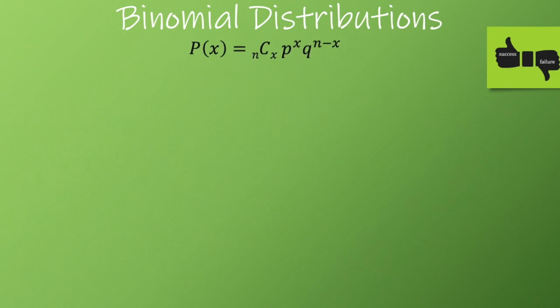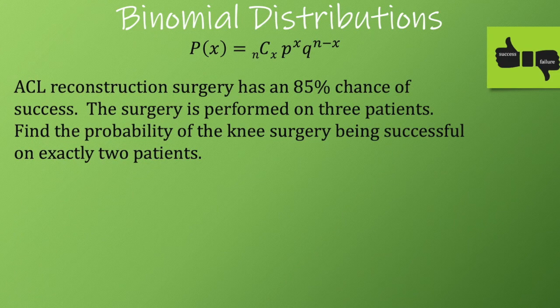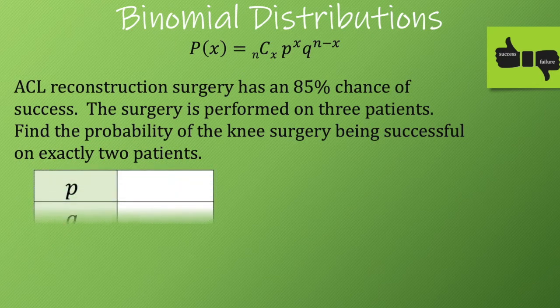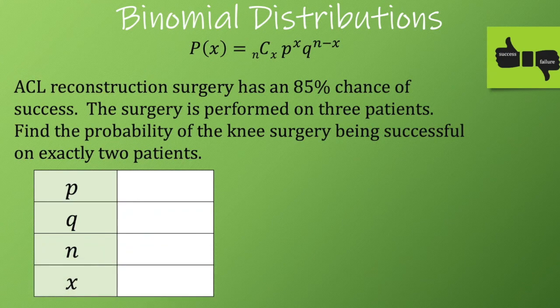So here's our first example. ACL reconstruction surgery has an 85% chance of success. The surgery is performed on 3 patients, and we're going to find the probability of the knee surgery being successful on exactly 2 patients. I always find it helpful to just list each of the variables I need.